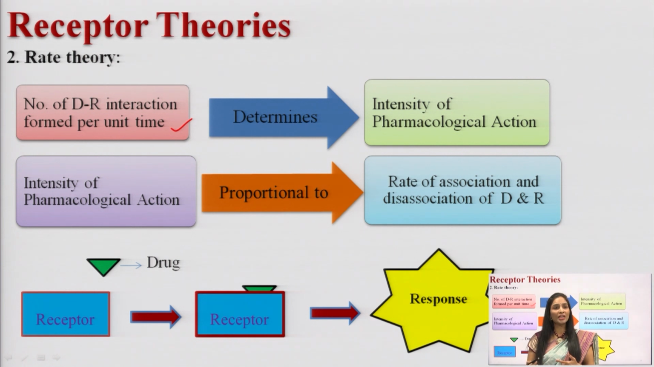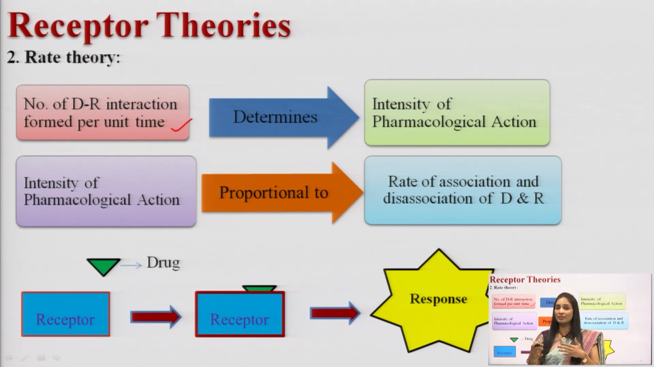How will the pharmacological action be determined? The intensity of pharmacological action is directly proportional to the rate of association and rate of dissociation of a drug. How many times the drug has associated with the receptor and how many times it has dissociated from the receptor is directly proportional to the intensity of a pharmacological action. How can you say the pharmacological action of a particular drug?